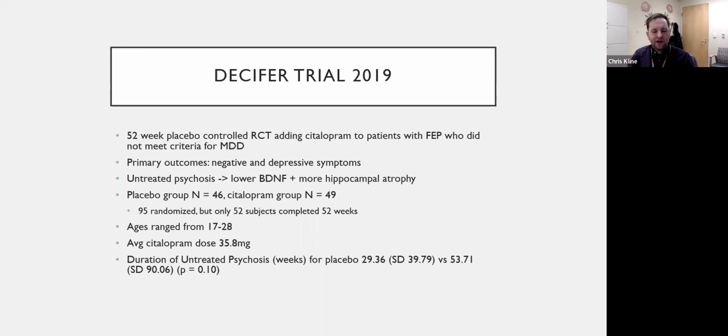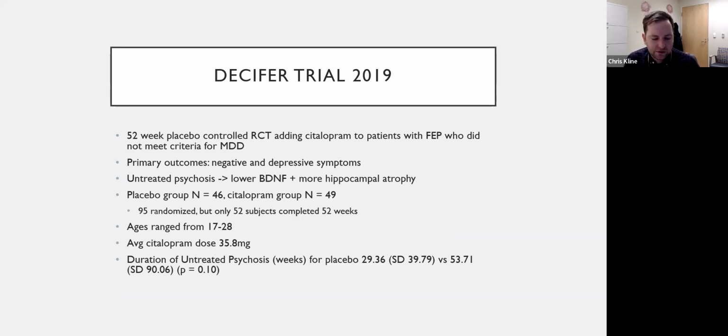So this Decipher trial of citalopram in first episode psychosis wasn't super convincing in its results, but is based on the idea that a longer duration of untreated psychosis leads to decreased BDNF in the brain, as well as hippocampal atrophy. The duration of untreated psychosis has been shown to be a predictor of poor response of negative symptoms to antipsychotics. So the thought here being that antidepressants like SSRIs increase BDNF, promote hippocampal neurogenesis, and so may help with negative symptoms. And so that's what they were looking at.